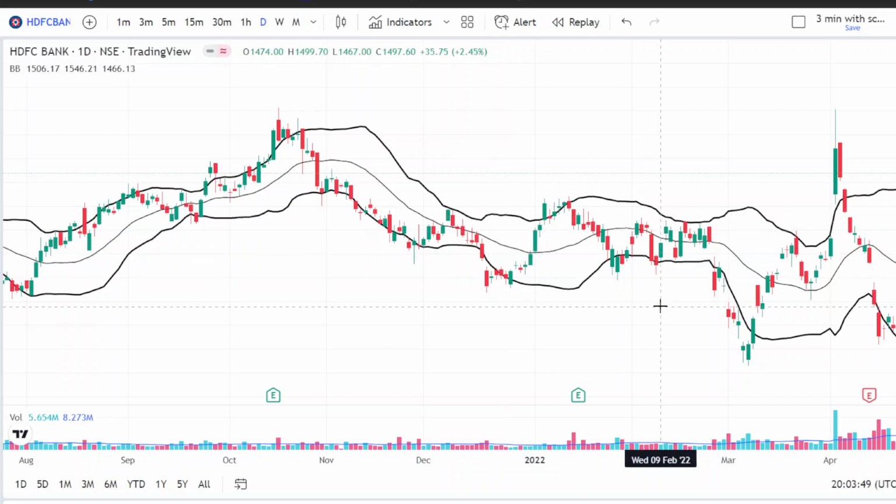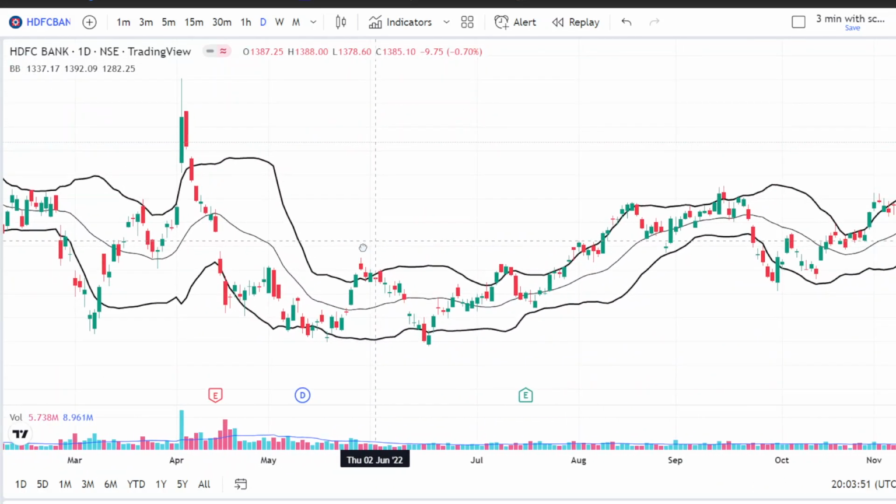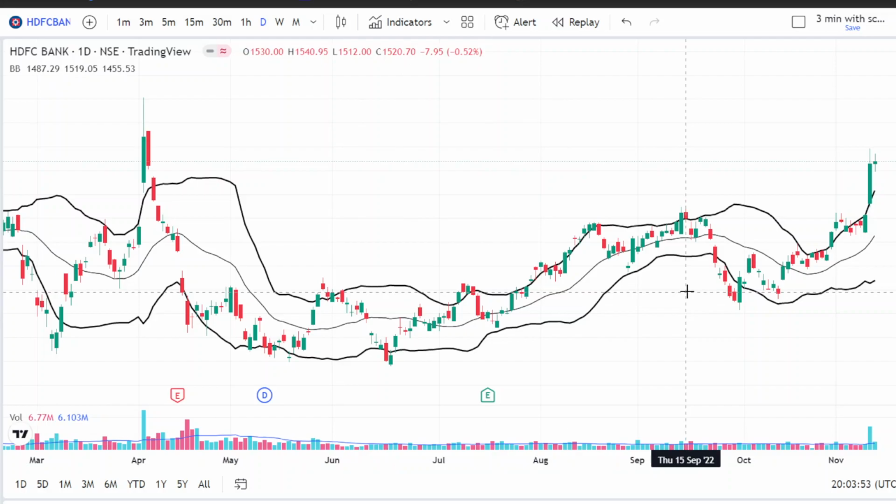And this is what I wanted to tell you about the Bollinger Band setup. This is my personal view about the Bollinger Band setup. I'm only saying the things which I'm doing personally.